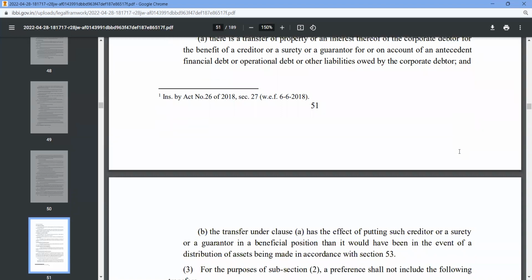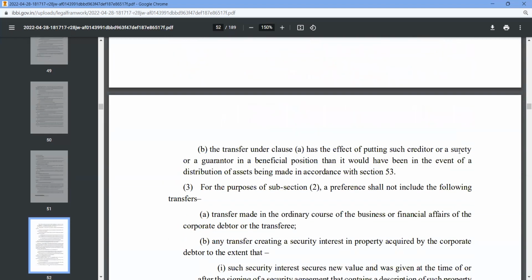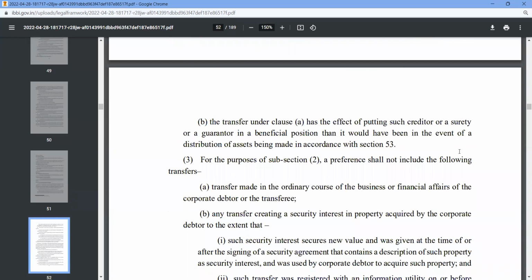And the transfer under clause A has the effect of putting such creditor or surety or guarantor in a more beneficial position than it would have been in the event of distribution of assets. So you have to see its relation with section 53, because section 53, as we know, talks of the waterfall mechanism. Section 53 sets out a certain order of priority of payment to various parties: secured creditors, unsecured creditors, workers, employees, government dues. So there is a set priority as per section 53.